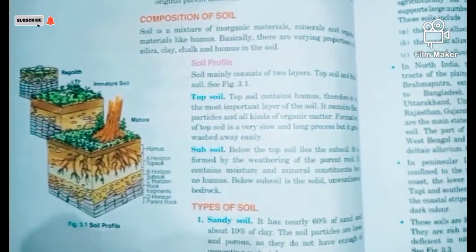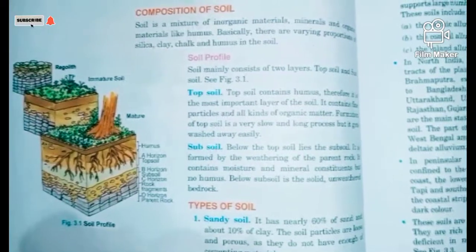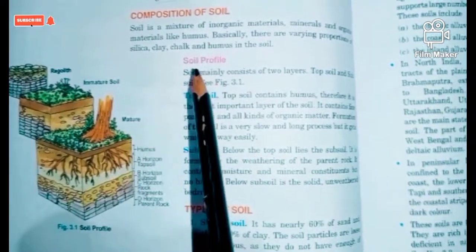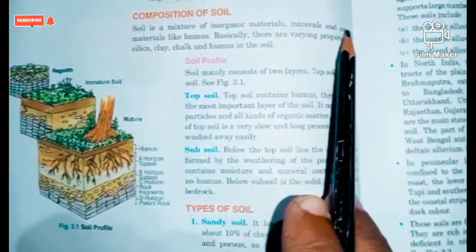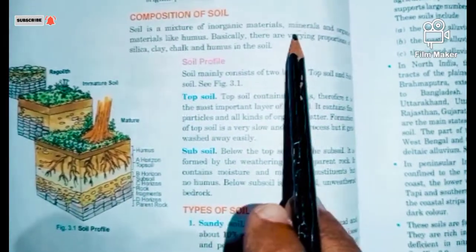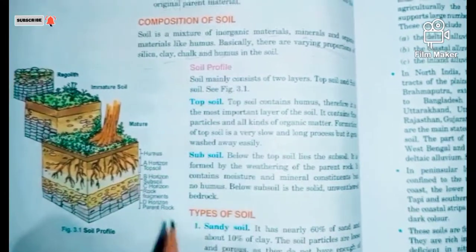Now let's take a look in short at the composition of soil, meaning what the soil is made up of. With the help of a diagram also we can try to understand. Soil is a mixture of inorganic materials. There are some minerals in that. There are organic materials like humus. Basically, there is a varying proportion of silica, clay, chalk and humus in the soil.